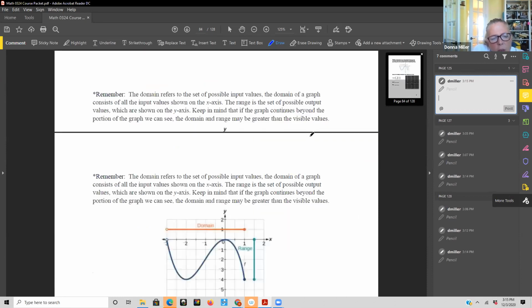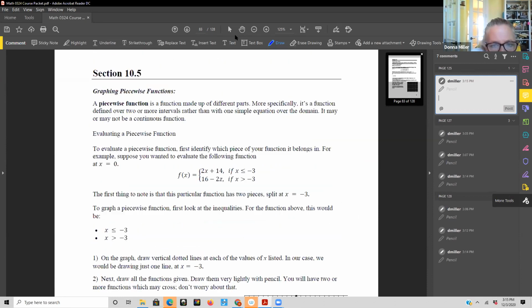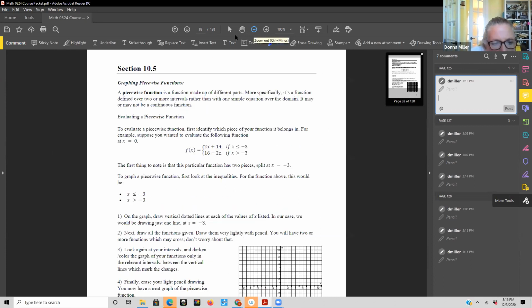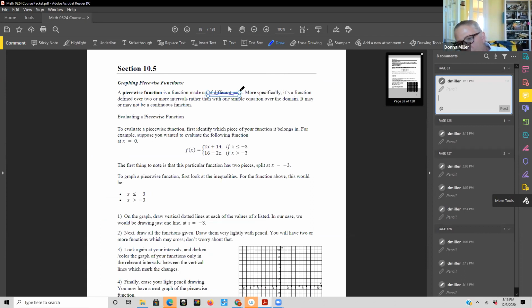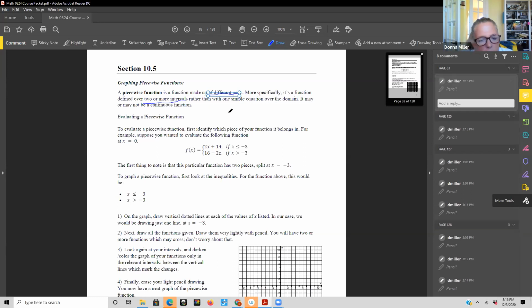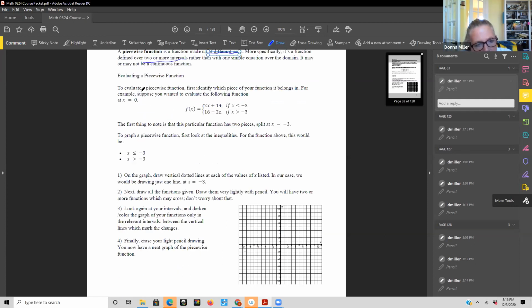All right, so the way that piecewise functions work, I'm going to zoom out a little bit so you can see all this on one page. It's like a cut and paste. It's made up of different parts. Maybe the left side of the graph looks like some graph and the right side of the graph looks like a different graph, okay? Or maybe there could be more pieces than that. But it's basically a function that's defined over 2 or more intervals. You could have 2 pieces, you could have 3 pieces, whatever, okay? It may or may not be continuous. It just depends on what the graph looks like.